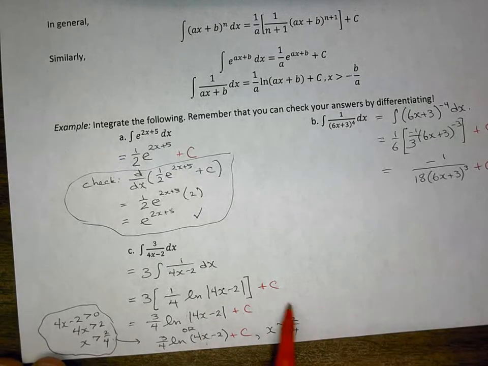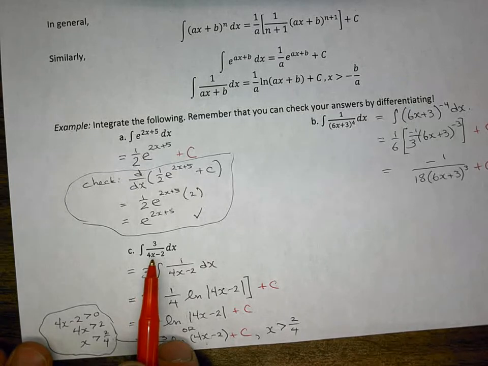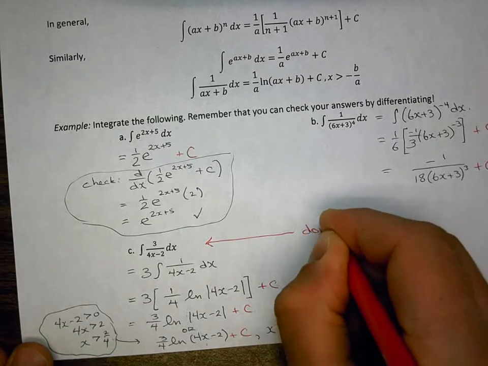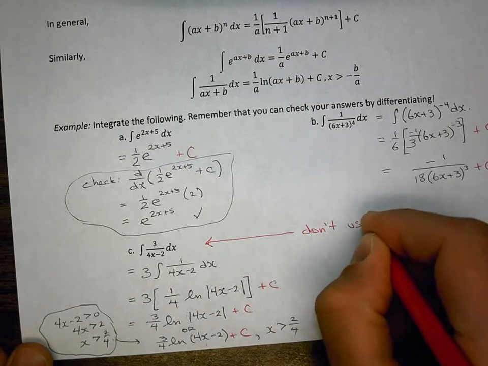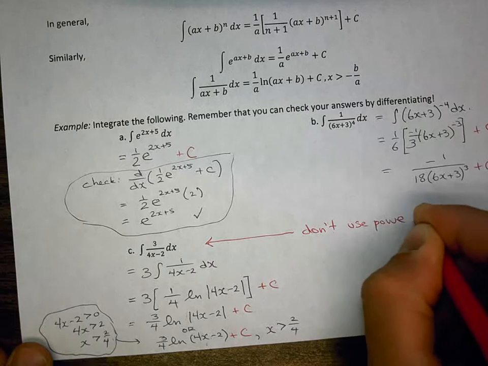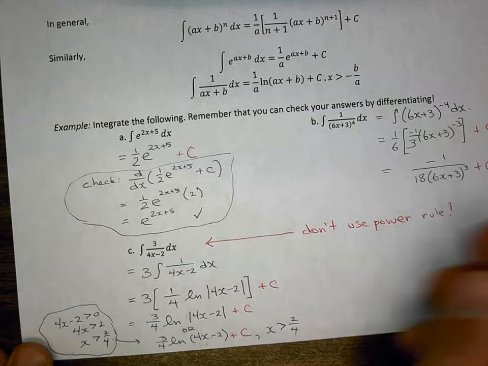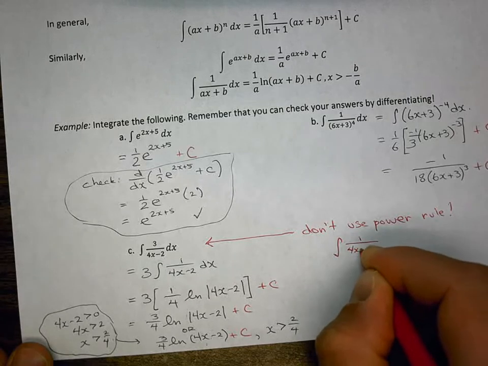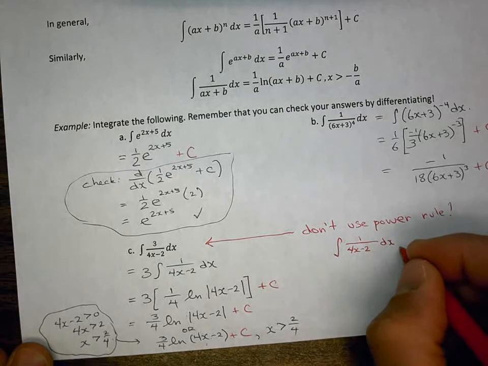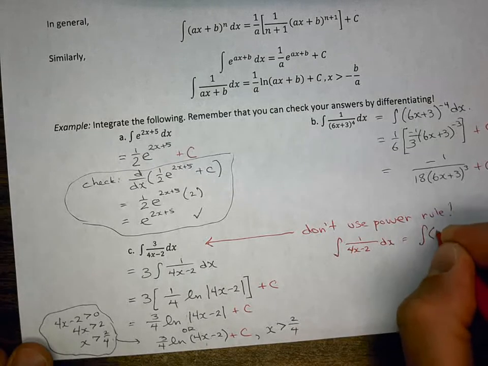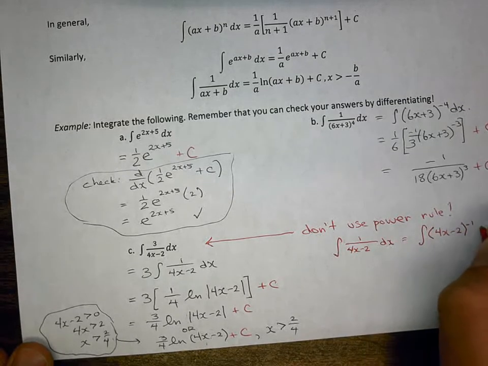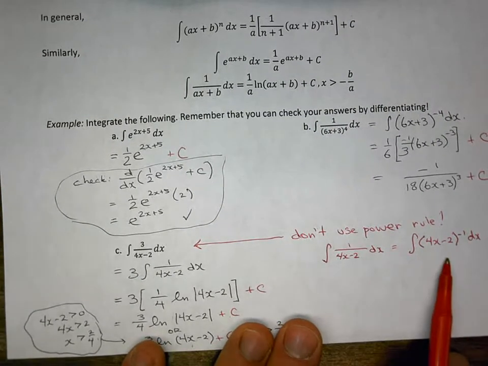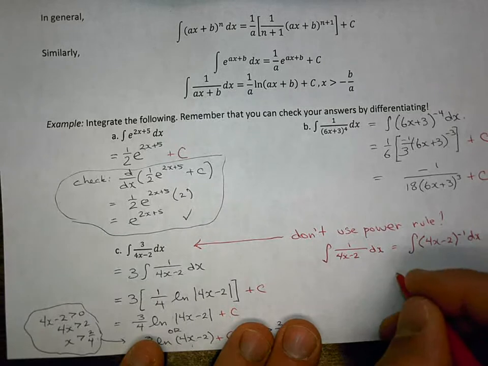Now, I find this question is confusing because when I see this, I think, oh, I want to use the power rule. And so I'm just going to write a little note, don't use the power rule. I think we talked about this in a previous lesson, but it doesn't hurt us to do it again. When you see this, 1 over 4x minus 2 dx, you might think, oh, well, let me rewrite that as 4x minus 2 to the negative 1 dx. Okay, and then let me just treat this as any other integral. Well, watch what happens when you do that.